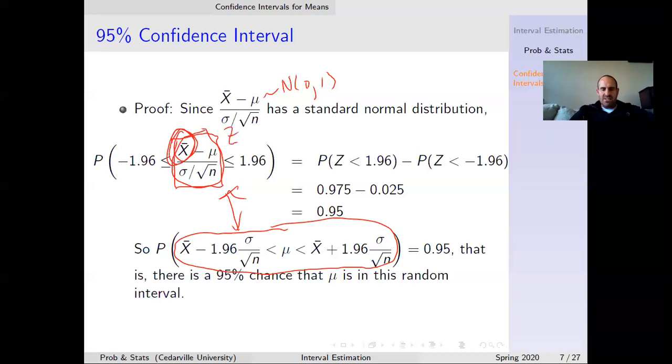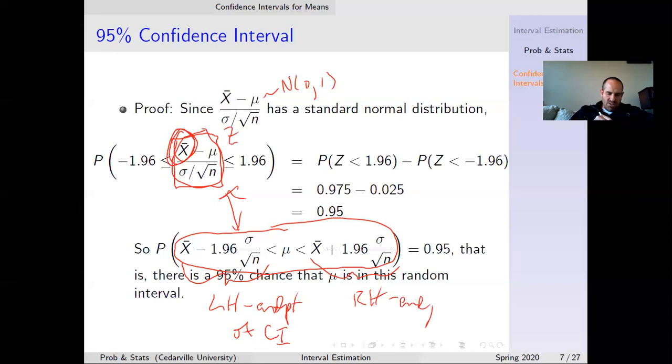That probability is exactly the same as this probability right here. And x bar minus 1.96 sigma over the square root of n, that's the left-hand endpoint of the confidence interval, right? So this right here is the left-hand endpoint of the confidence interval. And this guy right here is the right-hand endpoint. And what's the probability that mu falls in there? 95%. But the thing that's random is x bar. That's the random thing, okay?